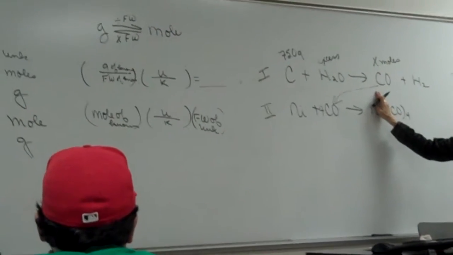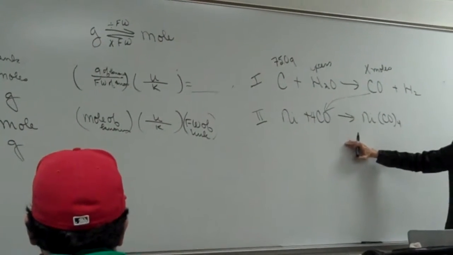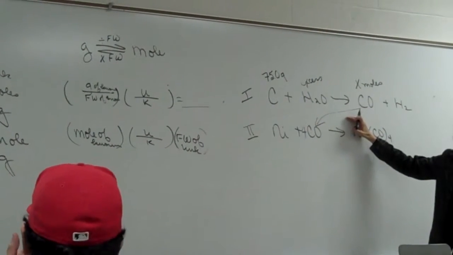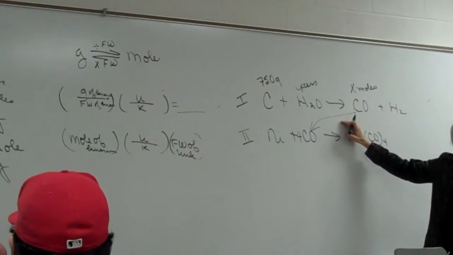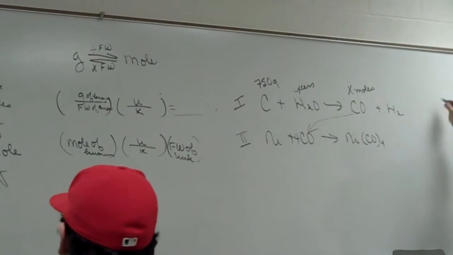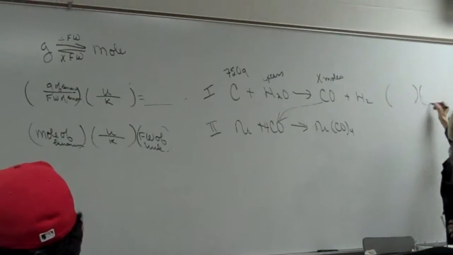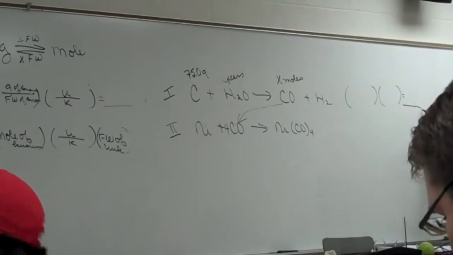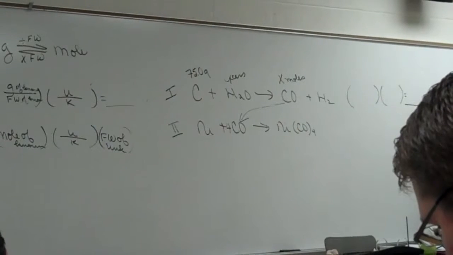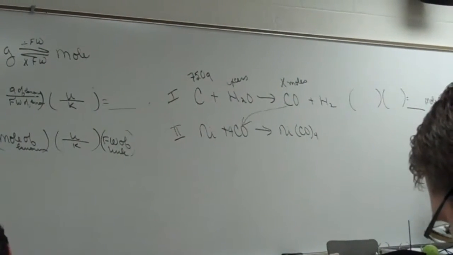So let's just work this first problem. Forget about the second for now. This is just review of a limiting reactant problem. Okay, so over here, we just need 2 sets of parentheses because we're going to moles of CO.